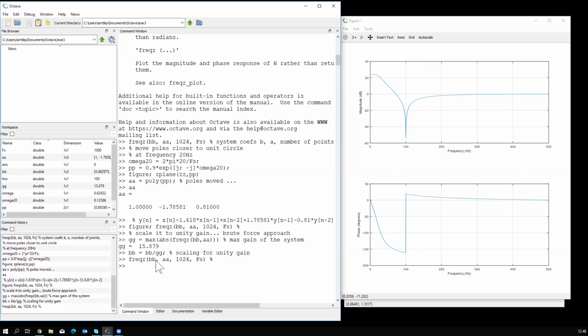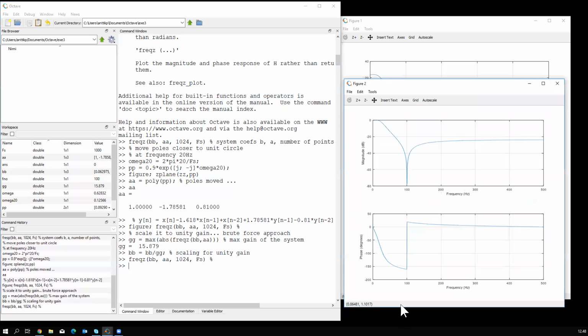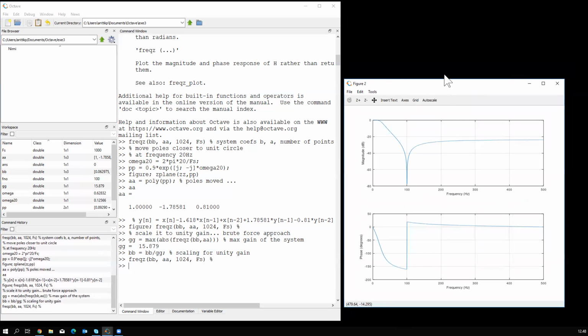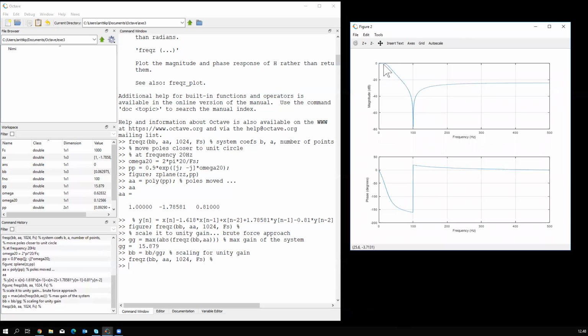the frequency response. Whoa, I put it on the wrong graph. Okay. Doesn't matter. So now we have a unity gain filter suppressing the 100 hertz line humming, and stop band attenuation around 25, 26 dB.